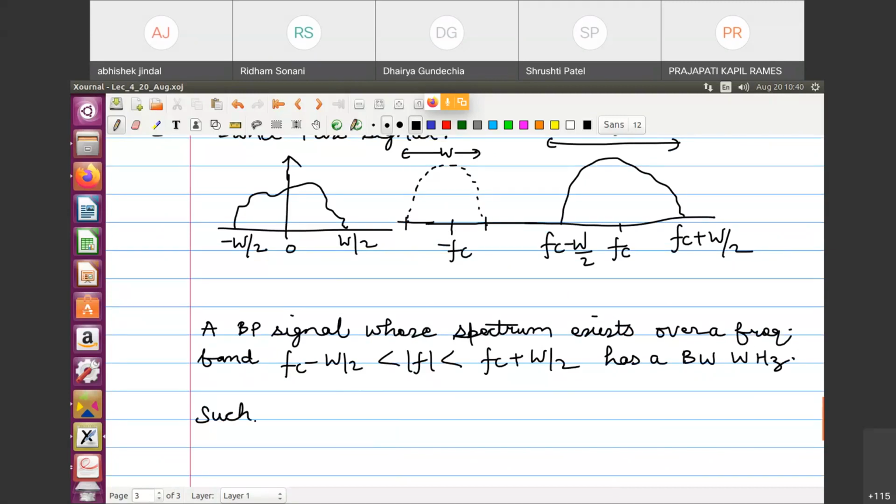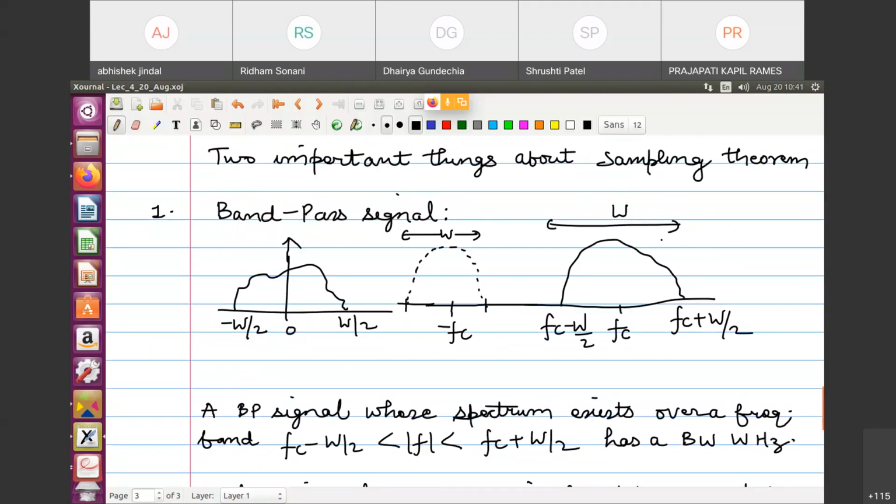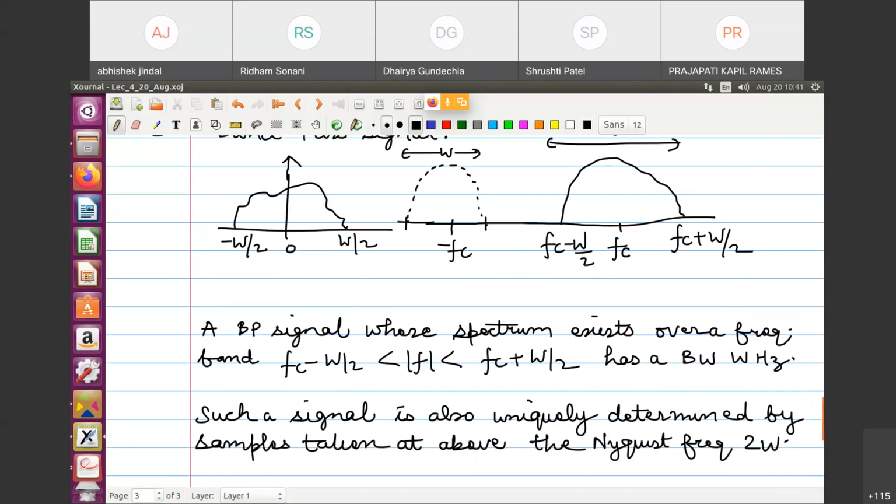Such a signal is also uniquely determined by samples taken at above the Nyquist frequency, 2W. Okay, so we said that if the bandwidth is W, then you only need the rate to be slightly higher than 2W to recover the signal.